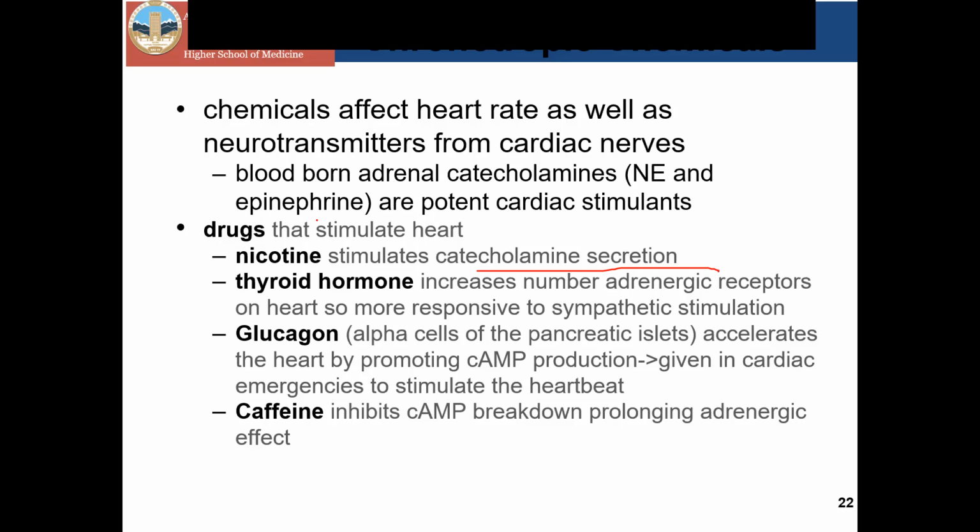So they're all increasing heart rate, teacher? Those drugs. Again, those drugs like nicotine, thyroid hormone, glucagon, caffeine, they increase the heart rate. Yes, increase heart rate. Okay.